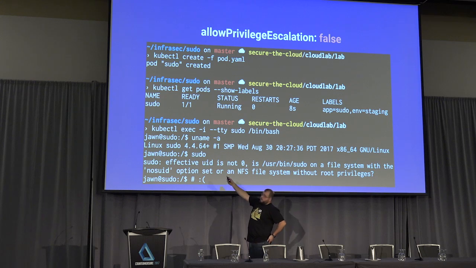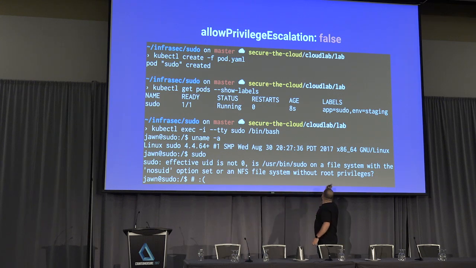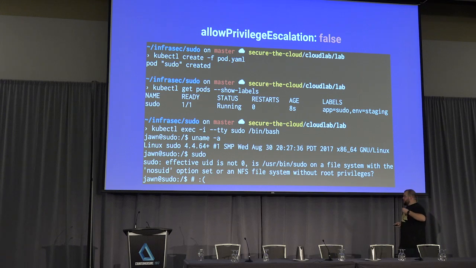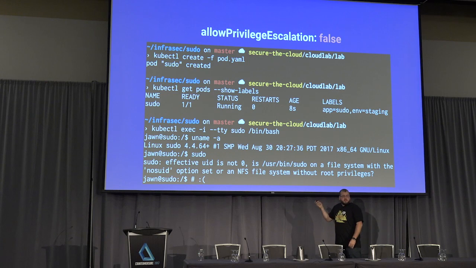You see my name at sudo, implying that privileges are dropped. I tried to run it, and I get this gross error message. The only reason that this gross error message occurs and that I cannot switch to UID 0 is because of that allow privilege escalation false flag. Had I precluded and not included that directive, I would be able to get root inside of my container using the sudo command. But this is where we start defining security posture in the cloud.